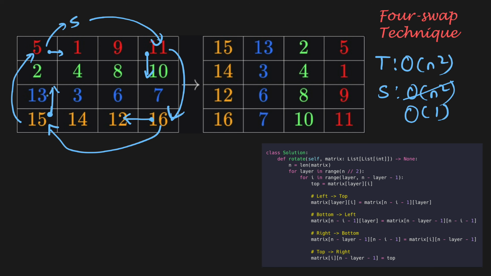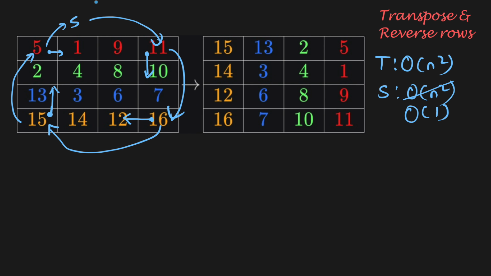Now the time complexity of this approach is O(n²), as each element in the matrix is visited only once, and the space complexity will be O(1), as no extra memory is used. And now the question is, can we do better? And the answer is yes, in terms of simplicity.